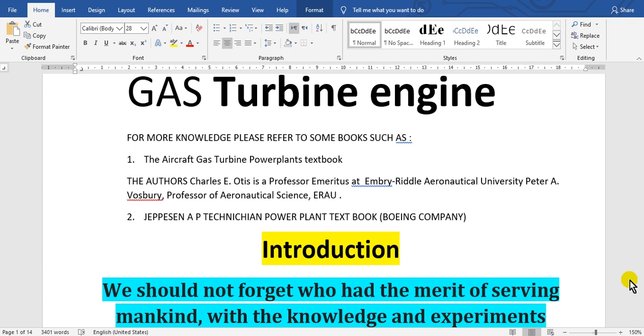If you want more details or more knowledge, please refer to some books, such as number one, Aircraft Gas Turbine Power Plants textbook. The authors have copyright, so I can't copy from it or explain live from this book. Also, the second book, Jeppesen A&P Technician Powerplant Textbook by Boeing Company. Or go to Google and search on it. You can go to the free encyclopedia.